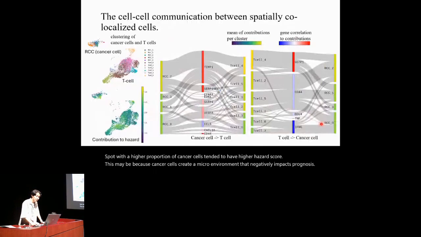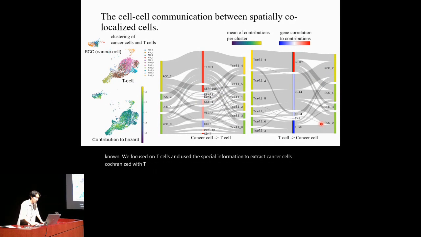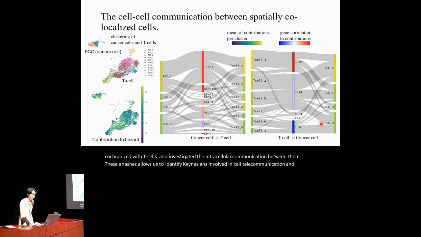The interactions between cancer cells and stromal cells in the tumor microenvironment are well known. We focused on T cells and used the spatial information to extract cancer cells co-localized with T cells and investigate the intercellular communication between them. This analysis allows us to identify key genes involved in cell-cell communication and investigate how these genes influence hazard.